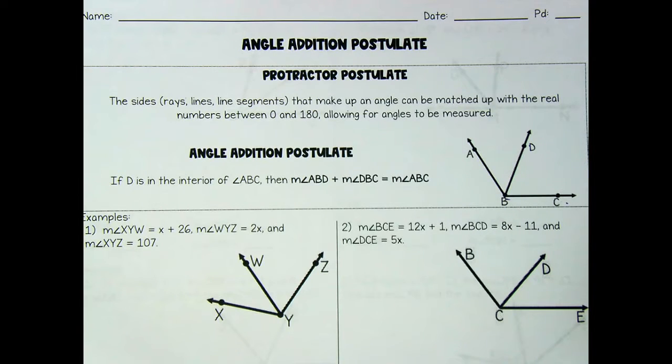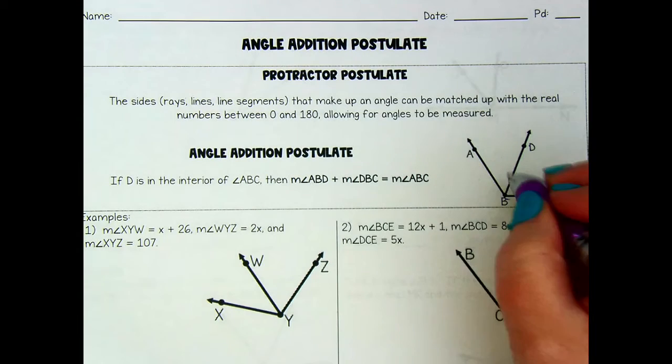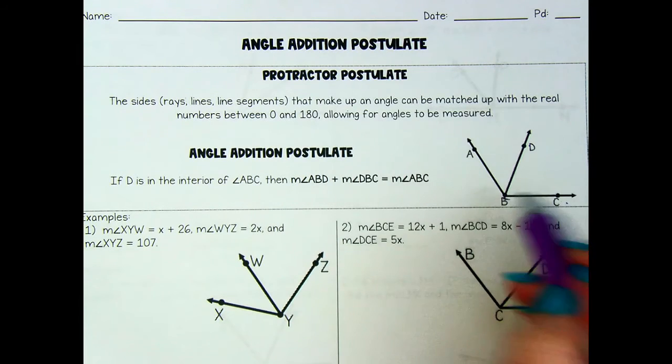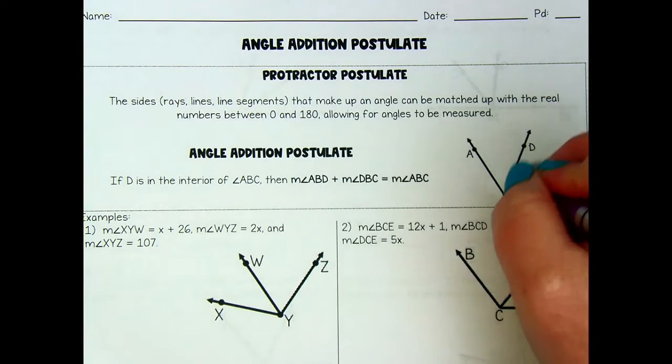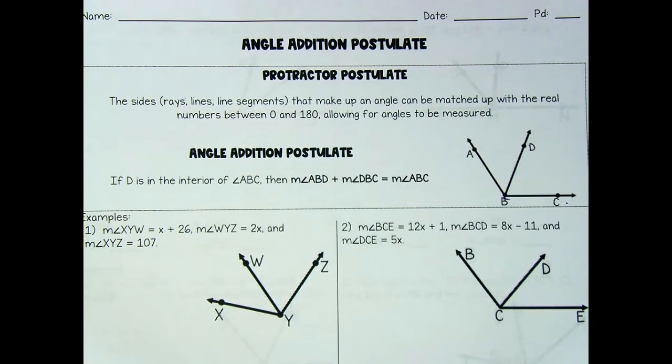Essentially what we are being told is that the two small parts of the angle have to add up to the whole. So that means that these angles have to share a vertex and they have to share a side. And again, all this is saying is that the two small parts add up to the whole.